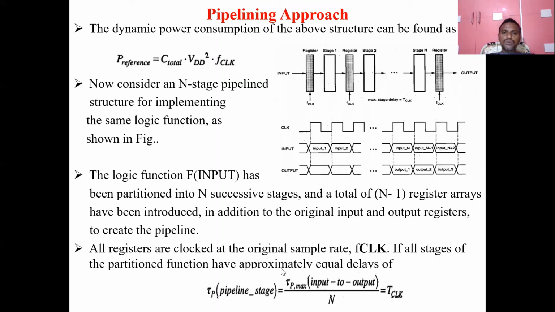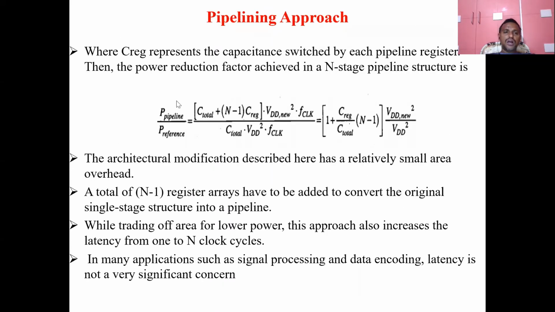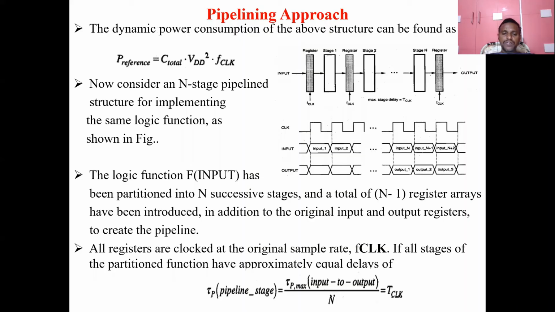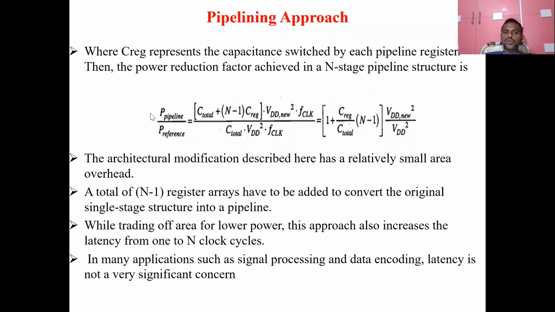Now, previously what we have calculated for a single stage, I have mentioned as P reference. Now we'll take the ratio of this P reference and the total pipeline power consumption. Here, P pipeline is the total dynamic power consumption of the pipeline structure, divided by P reference. The reference here means the single stage one.